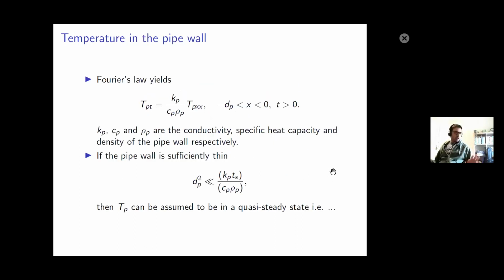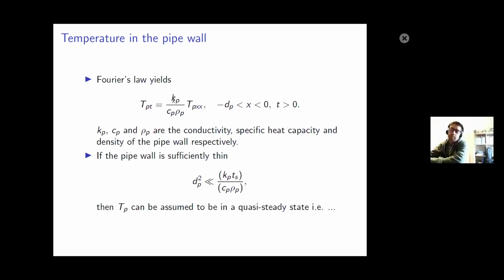So we don't do anything too non-standard here. We just use Fourier's law to describe the movement of heat within a body. And this yields the heat equation for the pipe wall. So the temperature in the pipe wall, Tp, satisfies the linear heat equation. Of course, this heat equation is satisfied for x in the right region. The pipe wall, recall, is between x equals 0 and x equals minus dp, and this is for t greater than 0. So this is where we would solve this PDE.